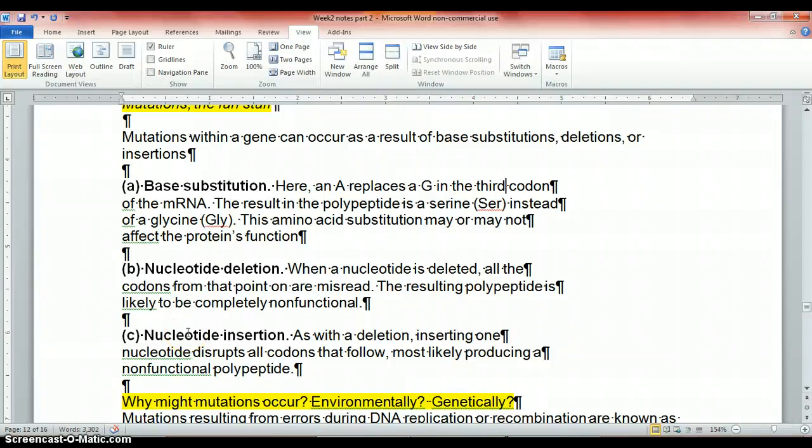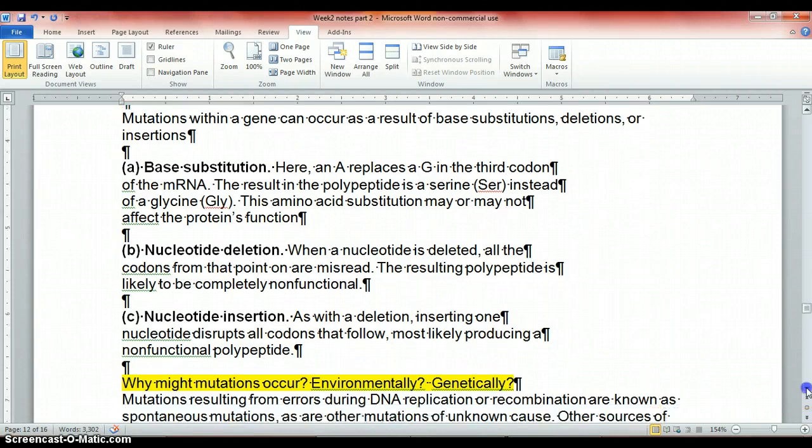A nucleotide deletion is when a nucleotide is deleted. This can cause all sorts of issues, because now all the codons after the deletion site get moved up one, and they're all going to be misread. This is probably going to lead to a non-functional protein.